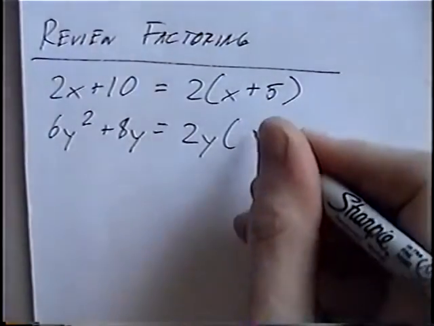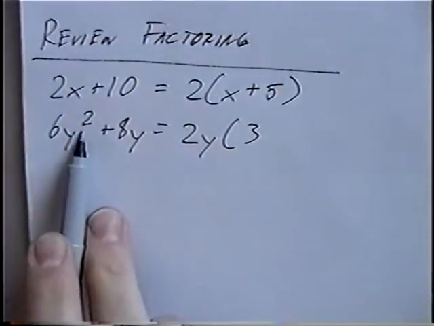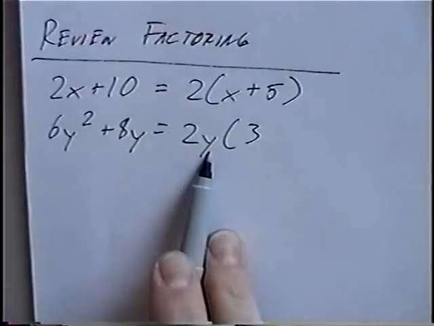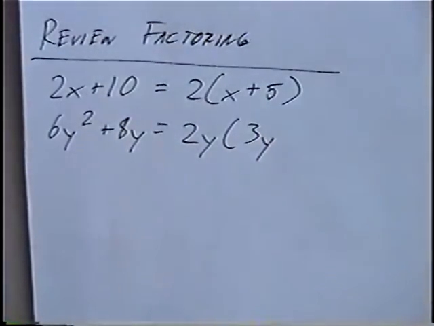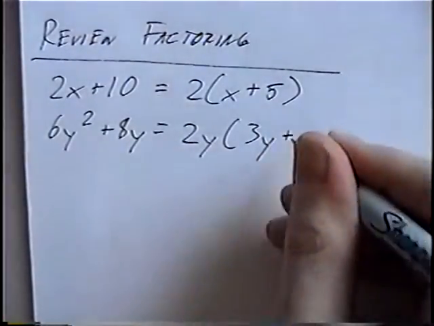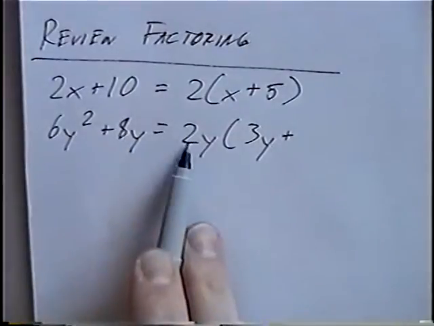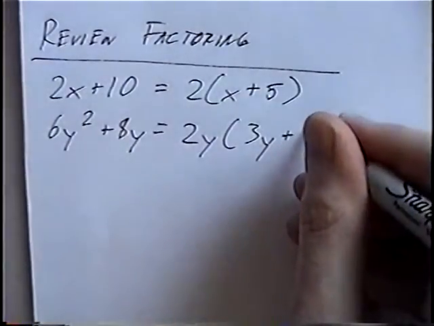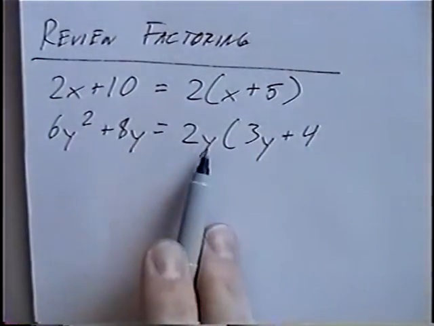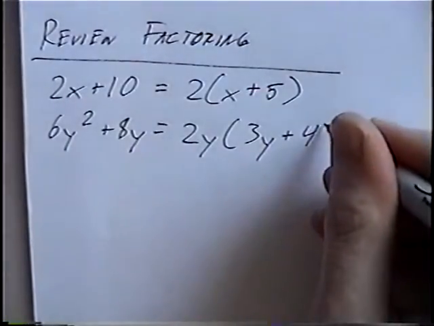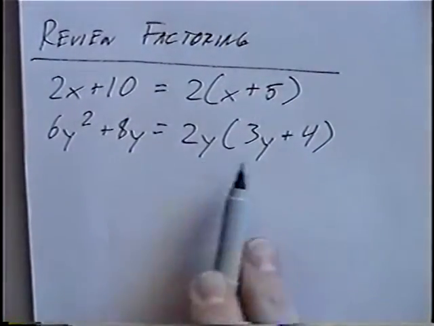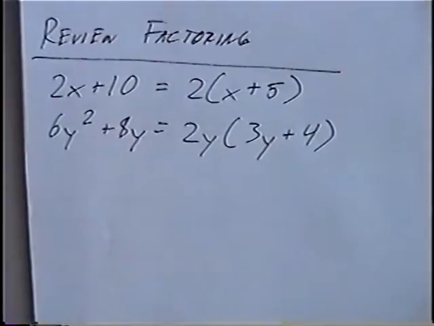6 divided by 2 would be 3. Y squared, we're dividing or taking out 1y, so we'll be left with 3y. Plus sign comes over. 8 divided by 2 would be 4. And the y divides out or cancels out. So you're left with 2y times 3y plus 4.